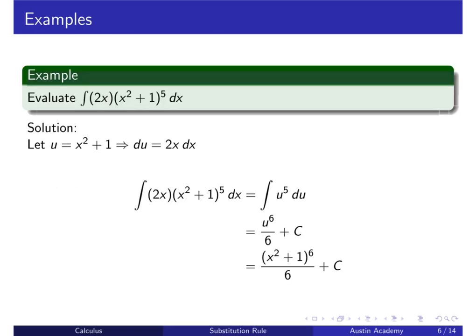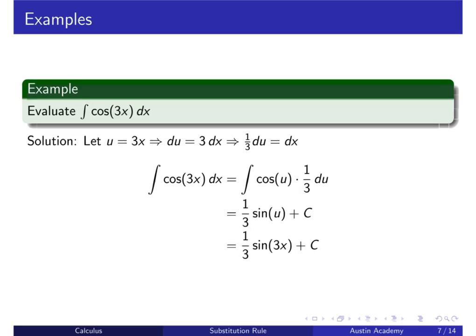Examples. Example 1. Evaluate the integral of 2x times quantity x squared plus 1 to the 5th power dx. Let u equal x squared plus 1, so du equals 2x dx. Now the integral becomes u to the 5th du, which is u to the 6th over 6, plus c. Back substitute to get quantity x squared plus 1 to the 6th over 6, plus c.